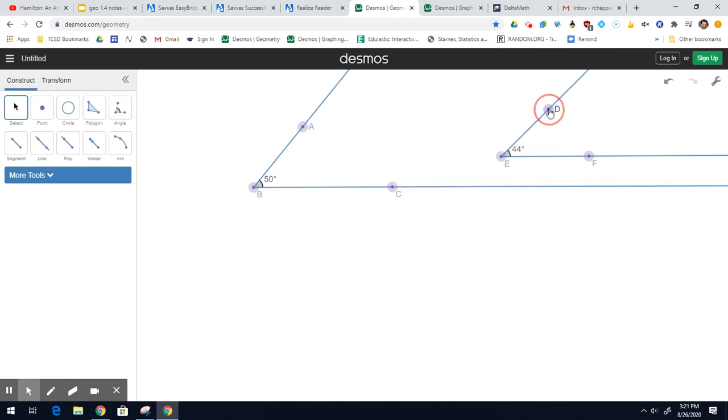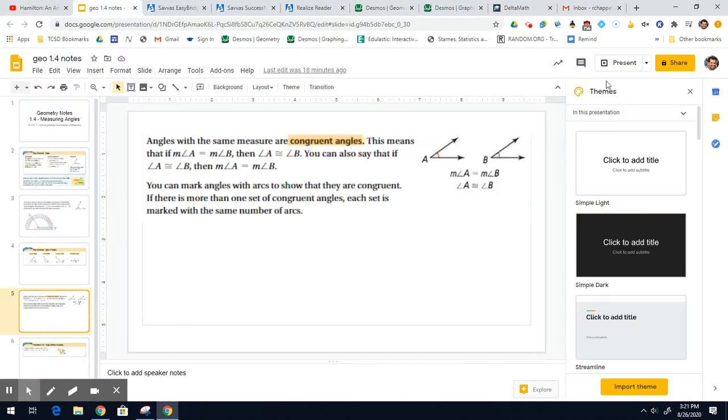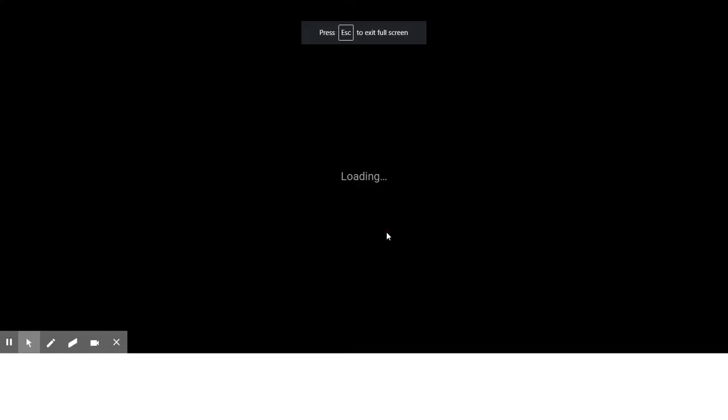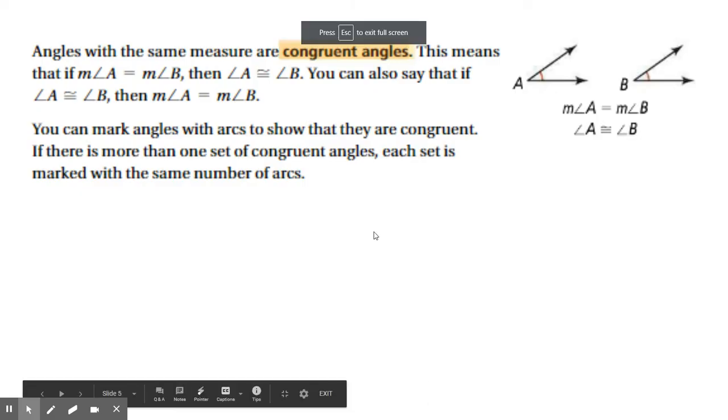For DEF to become 50 degrees, if I take D and slide it away from E, it's not making it bigger. But if I take D and rotate it away from F, now it's getting bigger. And there I go. There's my two 50-degree angles. Okay? So there's congruent angles. And now let's talk about our last slide of the lesson, the angle addition postulate.